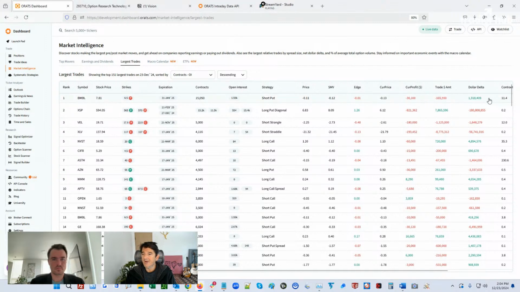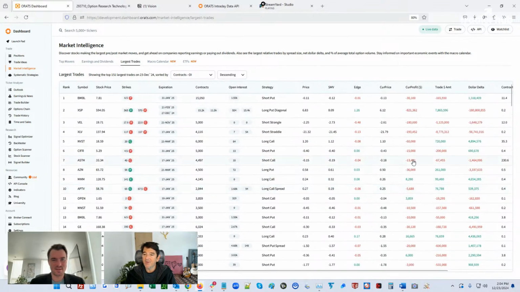Trade amount is the premium times the contracts, and the dollar delta, which is the price of the stock times the delta, is $1 million on the long side, since they sold the put. So should we dig into that one? Yeah. Although I'm curious, you look at the current profits, a lot of it's in the red. Yeah.